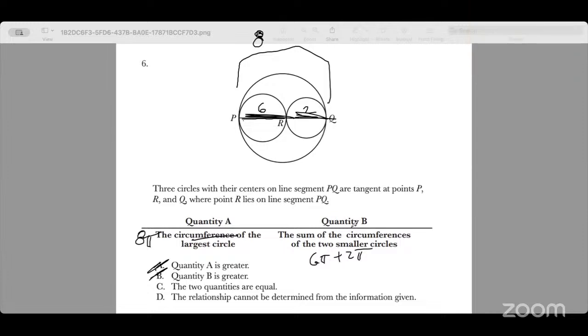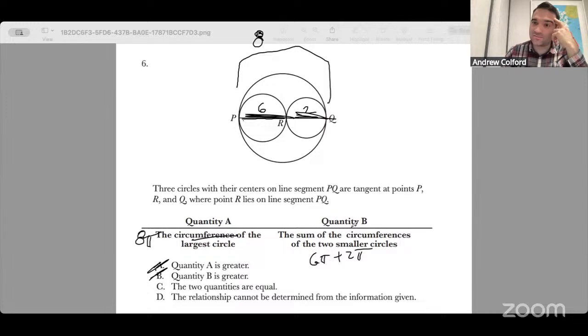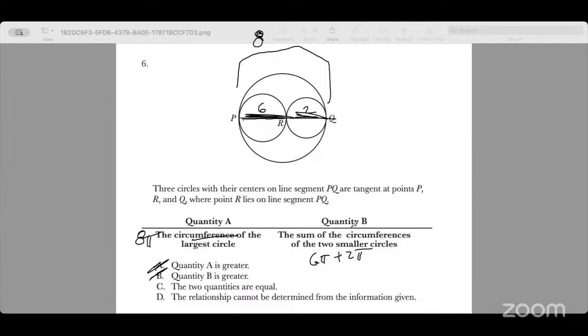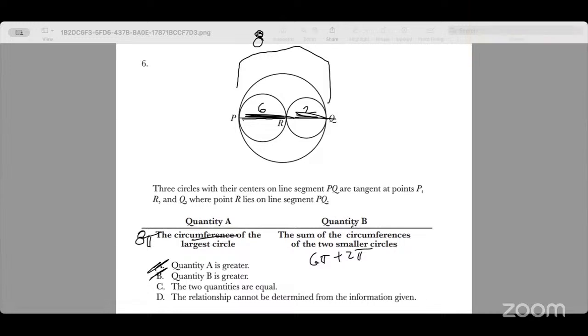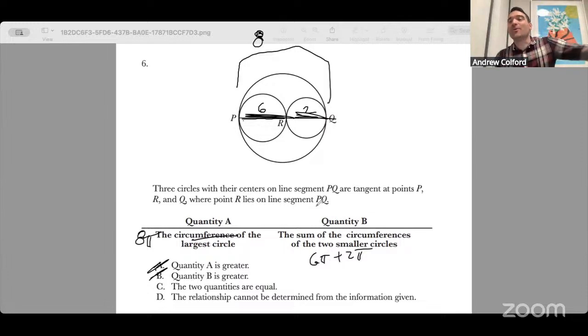Did you test enough? Or would a different test change this? I mean, we could test an extreme number like you mentioned. And the way to avoid having to do that is if you can articulate, based on these last two tests, why it will always be equal. Because PQ is always going to be equal to PR plus RQ. Exactly. So in that case, we don't need another number.